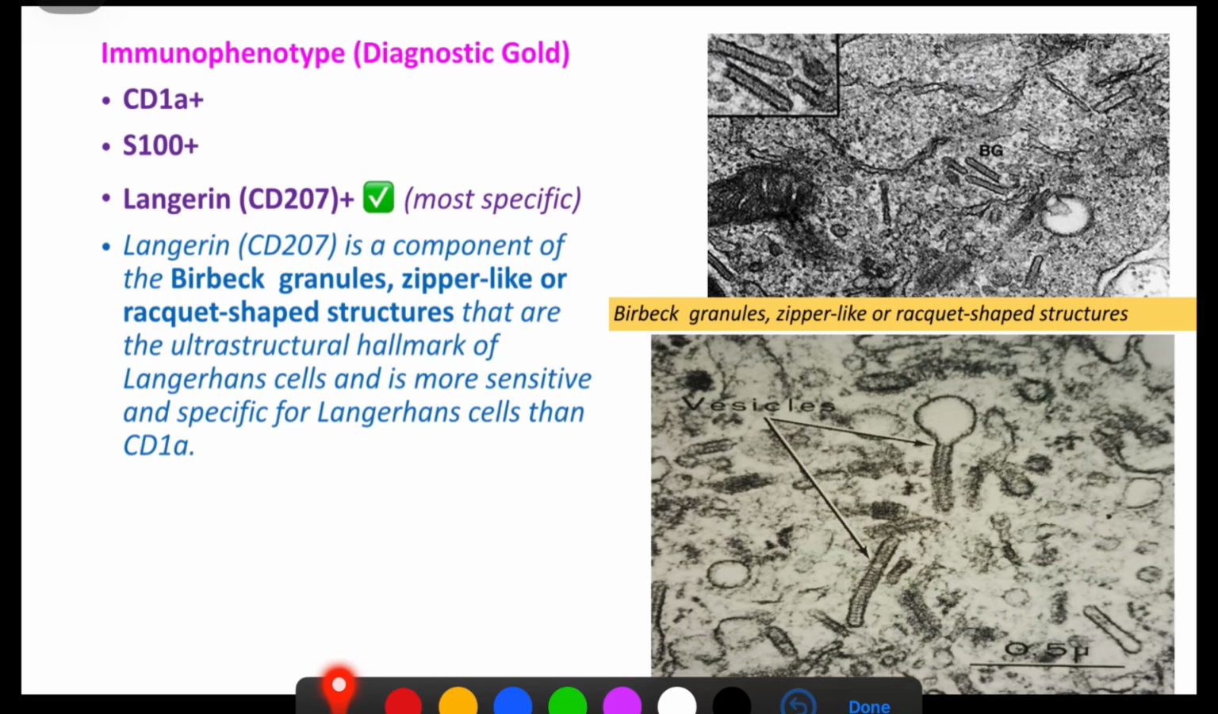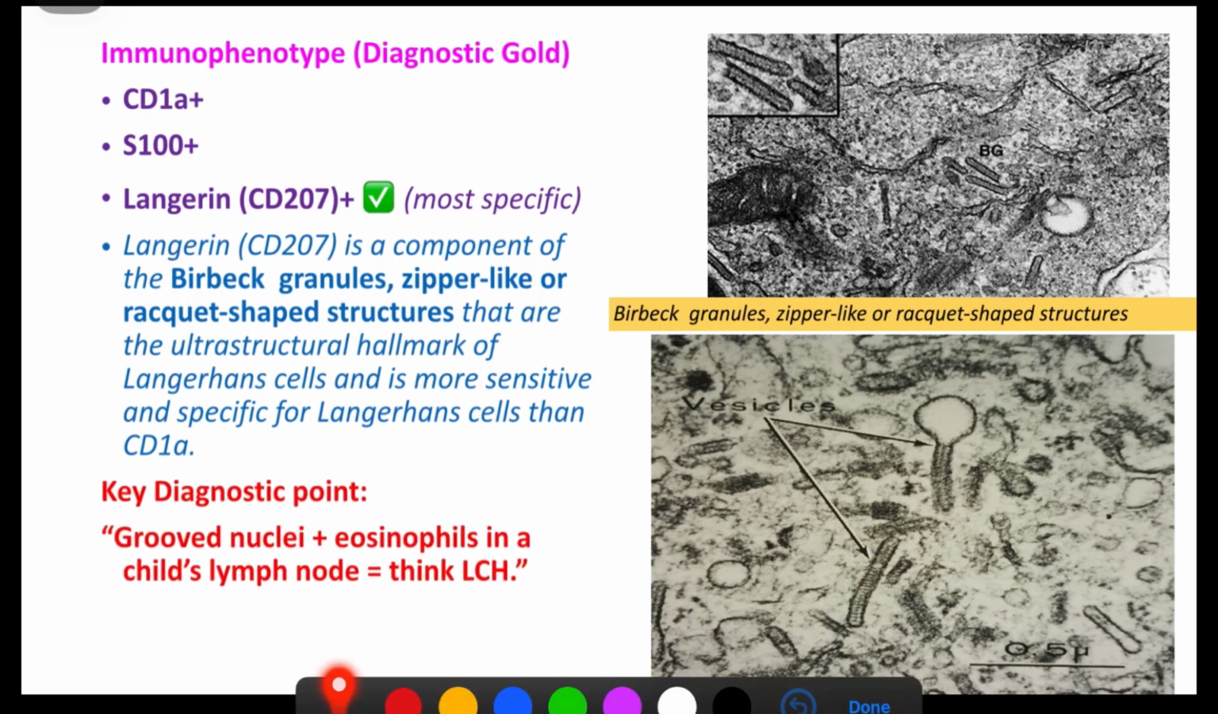So these Birbeck granules have a zipper-like appearance or racket shape appearance. These are the ultrastructural view of these granules, and this is the hallmark for Langerhans cells and more sensitive and specific for Langerhans cells than CD1A. So CD207 is most specific for these Birbeck granules. So grooved nuclei, eosinophils in a child's lymph node, think LCH.